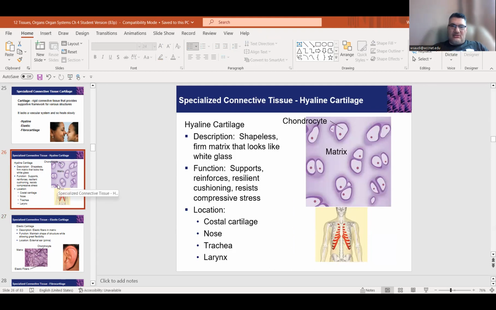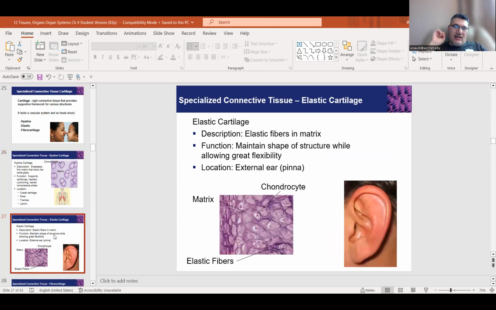It's not easy to bend. Like costal cartilage, does it mean you cannot at all? No, I'm not saying that. Not easy to bend. The ear is very easy to bend. This is elastic. I'm being specific here. And I'm telling you location.